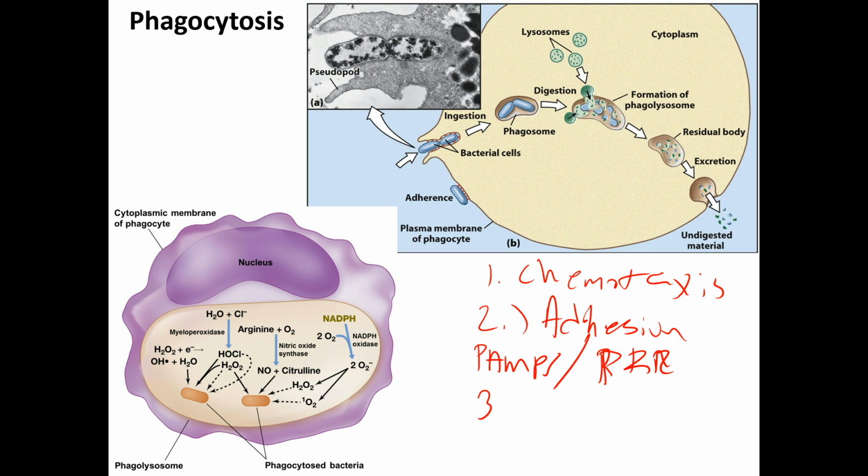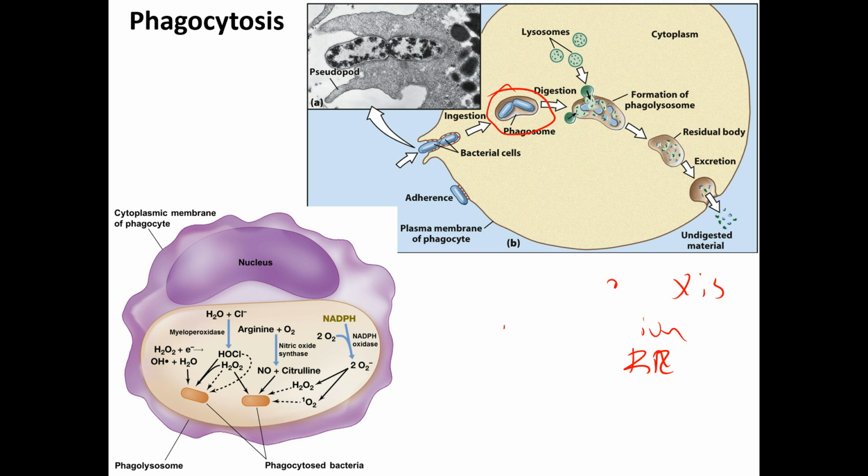Alright, next, you're going to have the actual engulfment, the formation of this pseudopodia around, it envelops and encases your microbial cell, and then it's engulfed. And so at that time, that little vesicle is referred to as a phagosome. Now, next, you're going to have the fusion of your phagosome with a lysosome. So you have the formation of a phagolysosome.